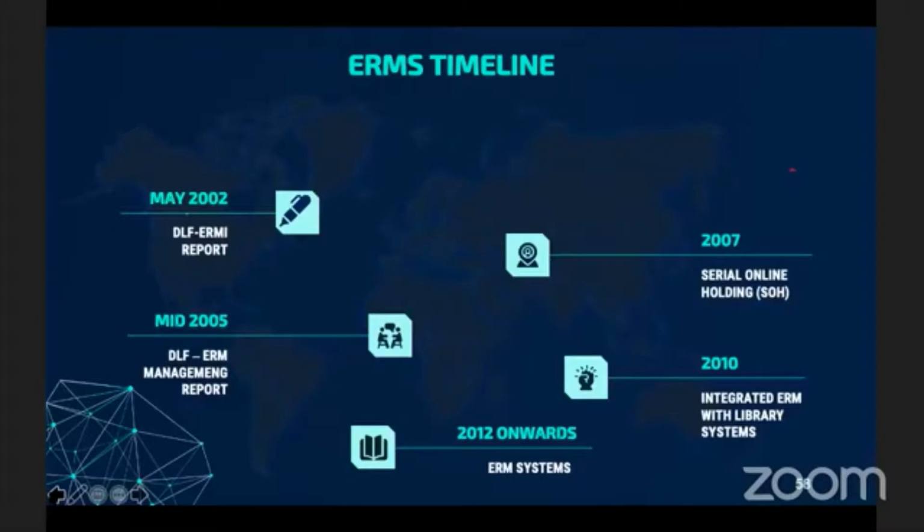By the year 2007, the serials online holdings, a comprehensive A to Z list of electronic journals, was produced, and it provided the first concrete step towards formulating a system-based electronic resource management. By the year 2010, most of the integrated library system vendors started using this to aid the management of electronic resources, and by 2012 onwards, a number of systems to manage electronic resources started springing up around the globe.